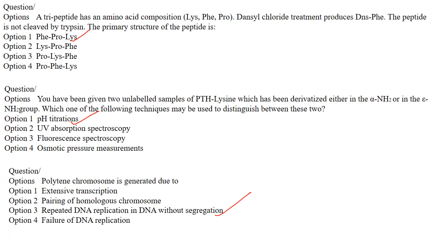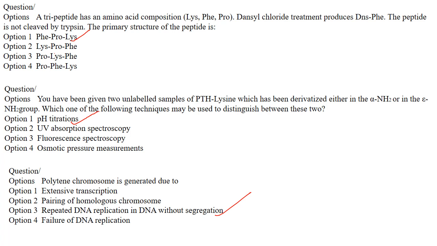So trypsin cleaves a peptide bond between the carboxyl group of arginine or the carboxyl group of lysine and the amino group of the adjacent amino acid, but not before proline. So lysine has to come after proline.